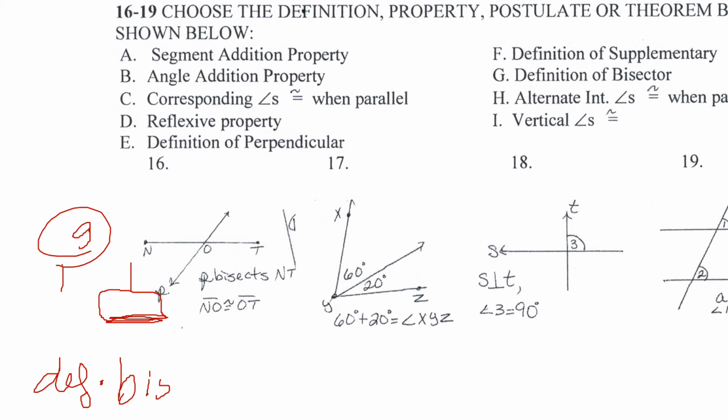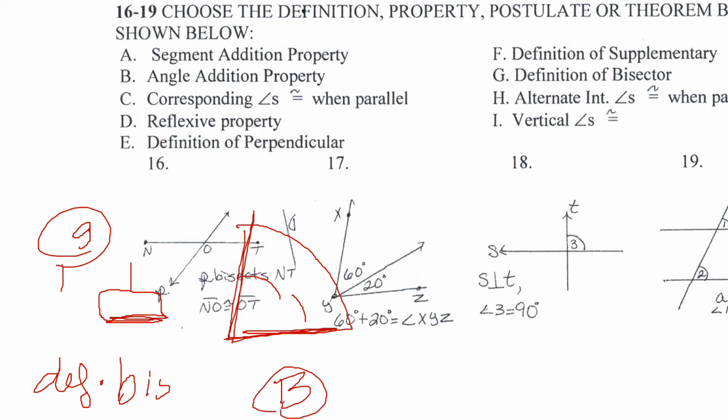Okay. Next, we don't have a word on this, so let's look a little closer. 60 plus 20. 60 and 20 are adding up. Now, does it say 90, something special like 180 and 90? No. It just says X, Y, Z. X, Y, Z, that's this whole thing. So, little angle plus little angle equals the whole big angle. That is angle addition property, or postulate. I should say postulate, my typo. Okay, angle addition postulate.